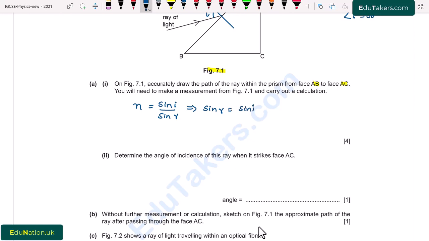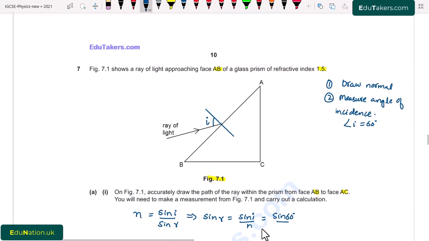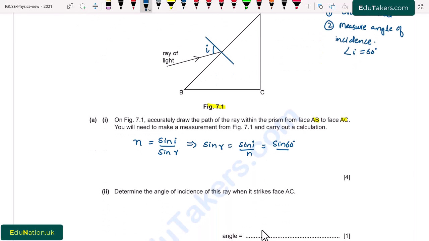The angle of incidence is 60 degrees divided by the refractive index, which is given in the question as 1.5. So I write here 1.5. Here we have to find the value of r. It will be equal to sine inverse of sine 60 degrees divided by 1.5. And after calculation the angle of refraction comes to be 35 degrees.